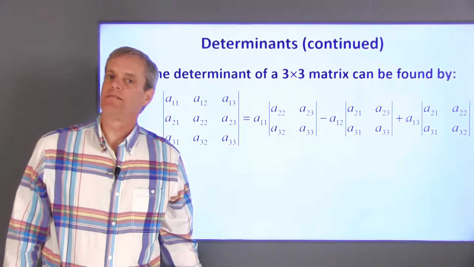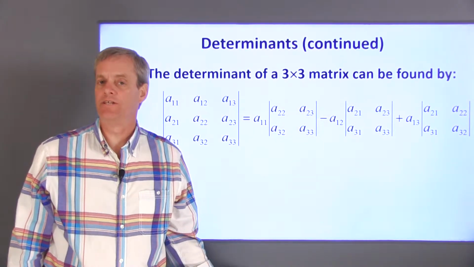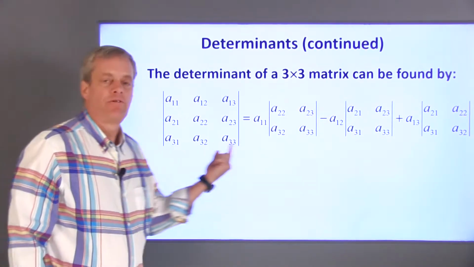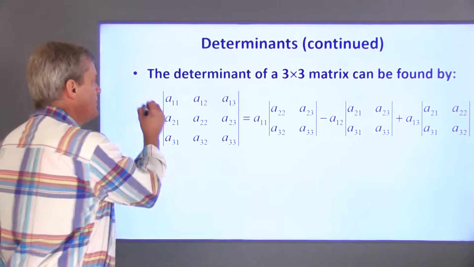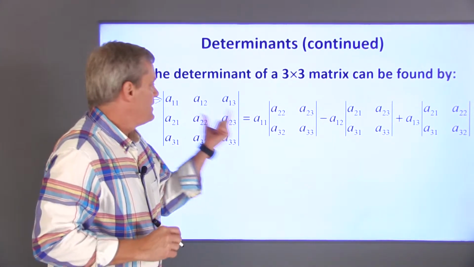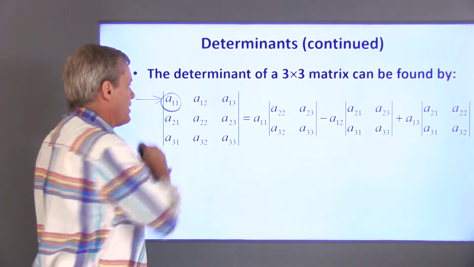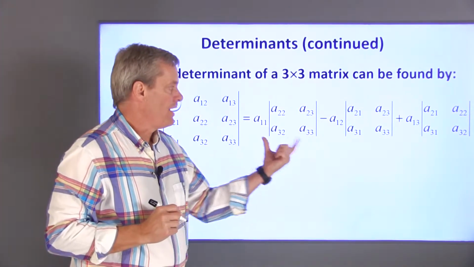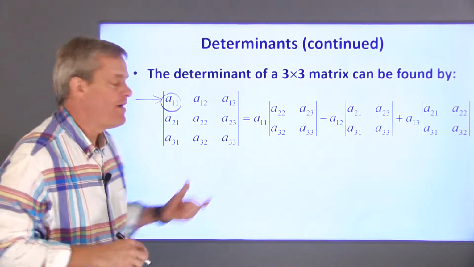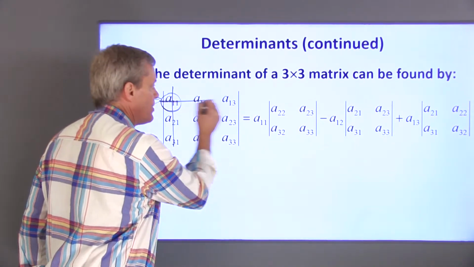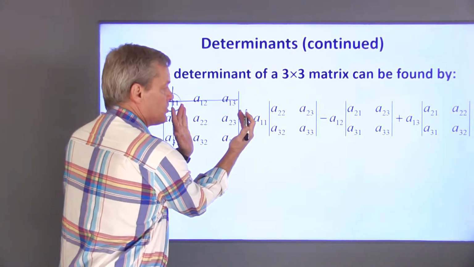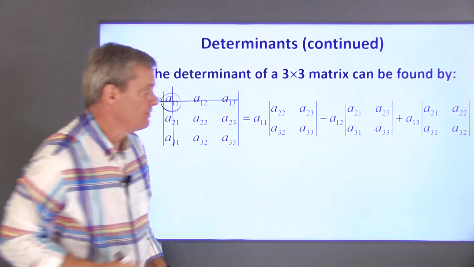It's easiest to see the process of calculating a 3 by 3 determinant by watching an example. First, choose an arbitrary row or column to work your way through. I'm going to work through the first row of this array. Take each element in that row or column, so A11, and multiply that by that element's cofactor. A cofactor is created by eliminating the row and column of the element that you're working with and taking the determinant of the remaining elements.